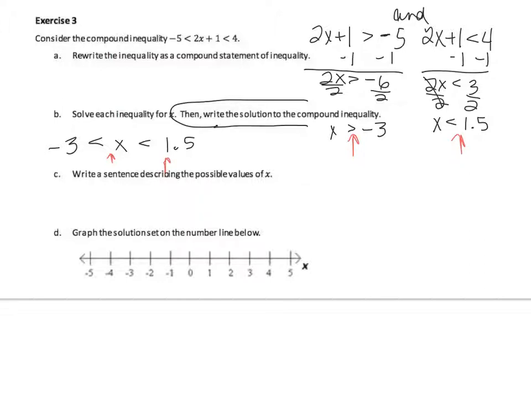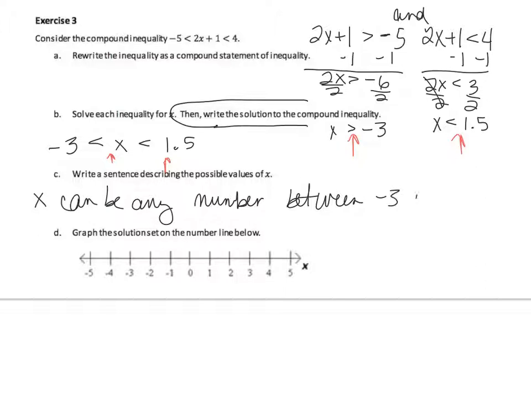So I've got my compound inequality. And then in a sentence, x can be any number between negative 3 and 1.5. You could have 3/2 there. That's totally fine.